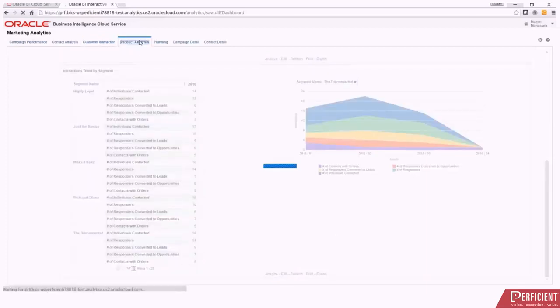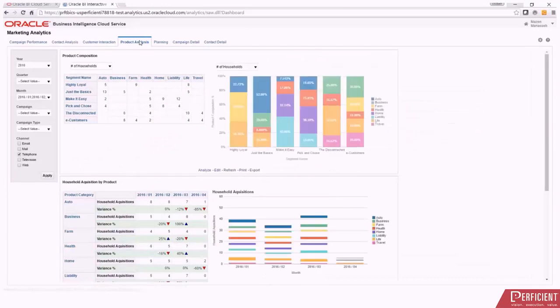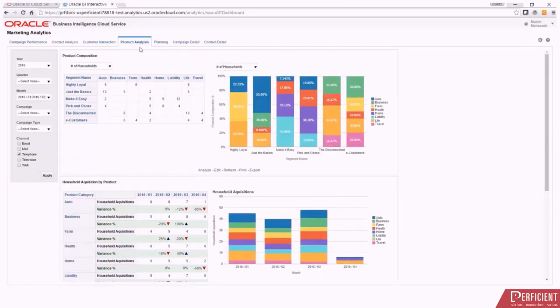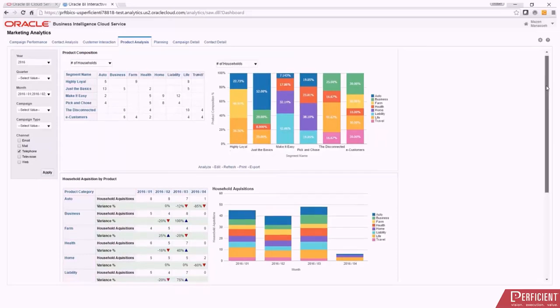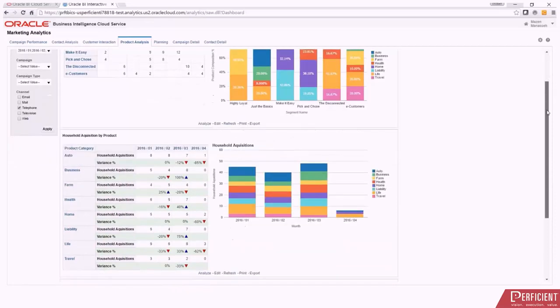If you're interested in better understanding how your different products are behaving in the market, you can use the product analysis page to gain insight into product popularity and growth by customer segment. For instance, the household acquisition by product trends the new household acquisitions. The color signifies which products are experiencing higher growth compared to the rest of the products.